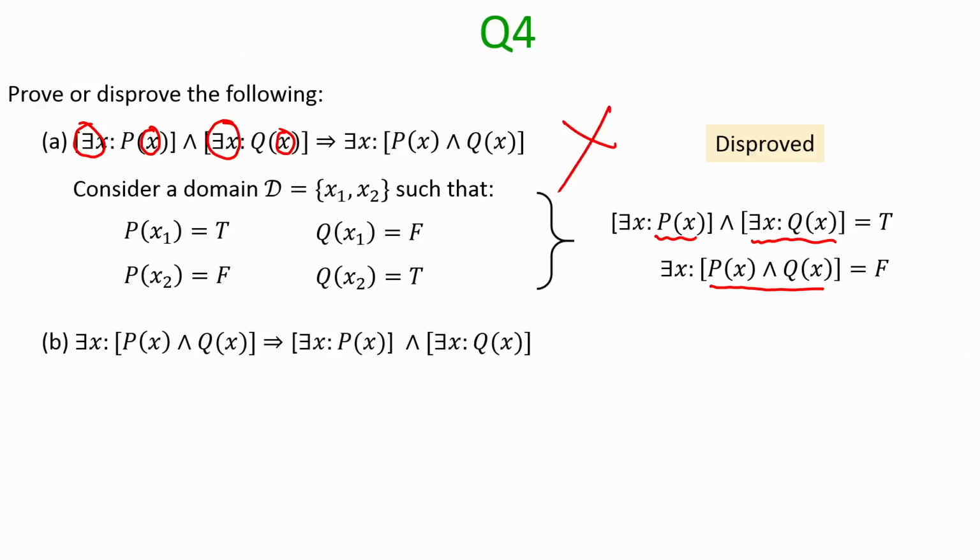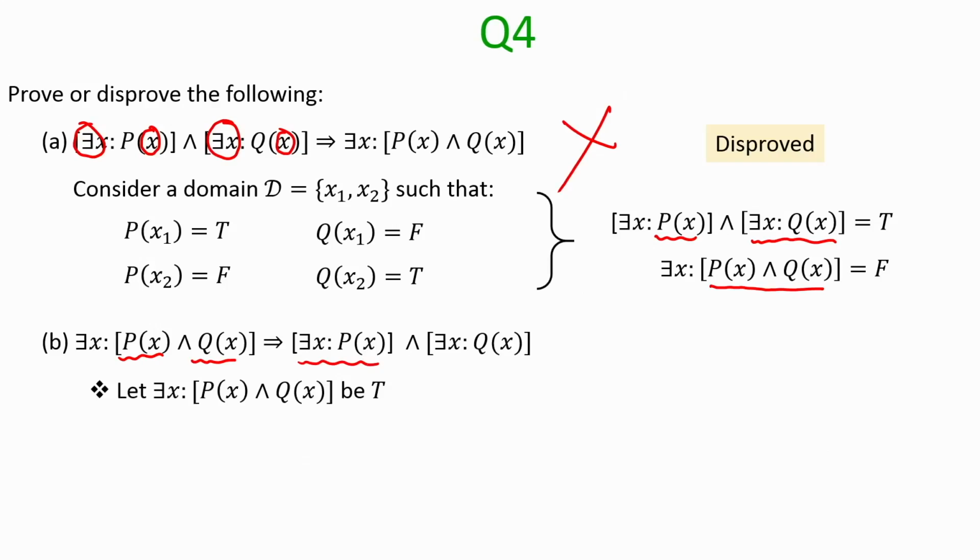What about part B, the implication in the reverse direction? It says that if you are given that there exists some x value in the domain for which both property p and property q are true, then you can conclude that individually the properties p and q are true for some value in the domain.